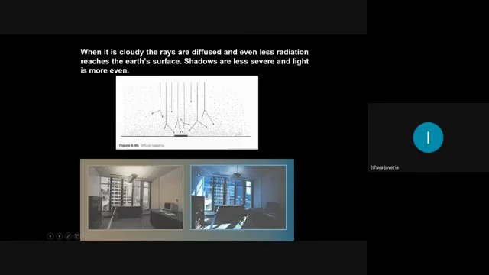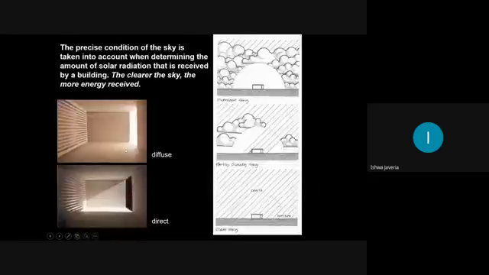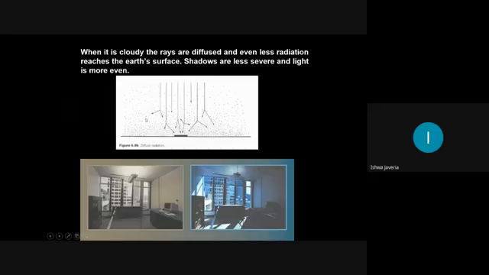You can easily see the direct light is creating shadows. You can see in this picture too. The dark and intense light of the direct light is creating some darker parts of that room, and on the other hand, diffuse lighting is making the whole room enlightened. Same in this condition, you can see easily.